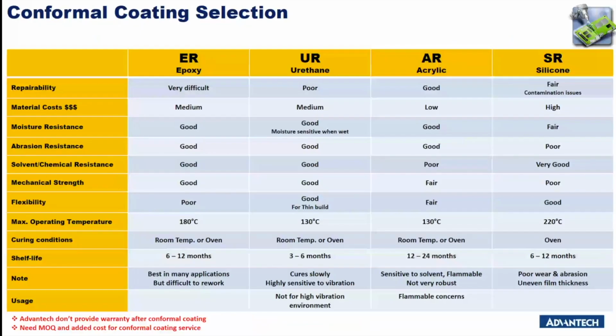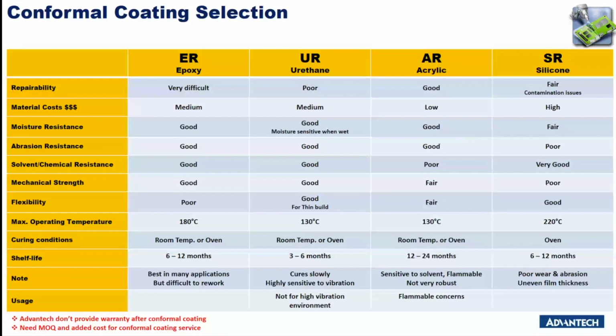In fact, I list out 4 types of conformal coating in the market: epoxy, urethane, acrylic, silicone. These are the 4 common types. Each has its own advantages and disadvantages. It's already listed there. At the end of this session, you may get my slides, and you can use them as a reference. Epoxy and acrylic are the 2 most common, followed by urethane and silicone.